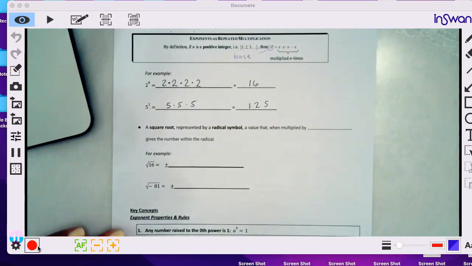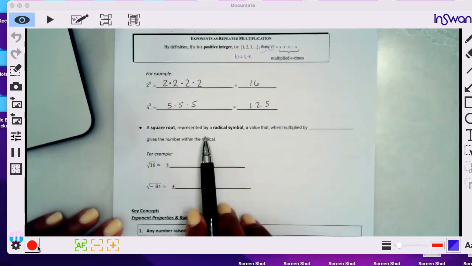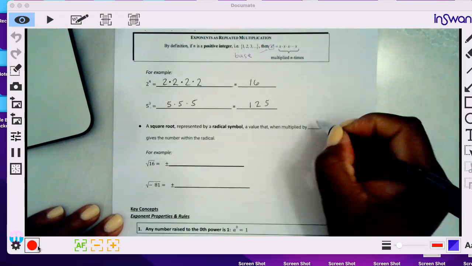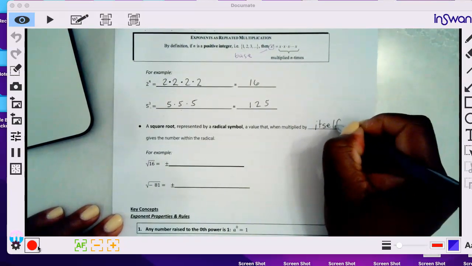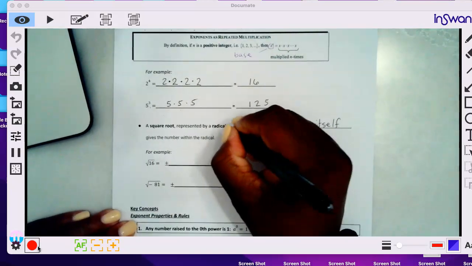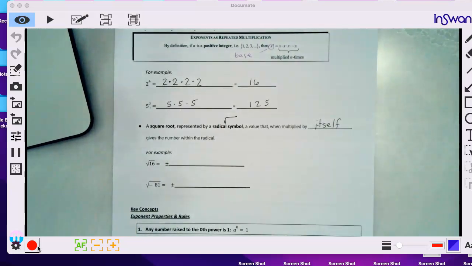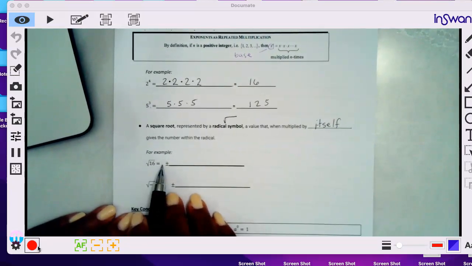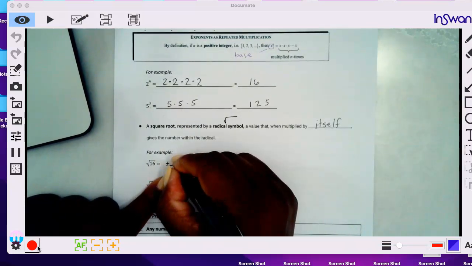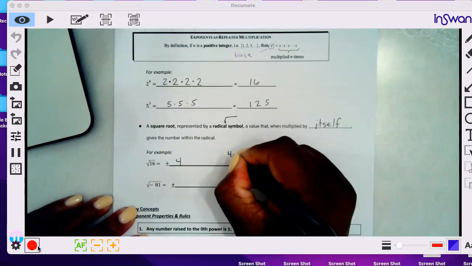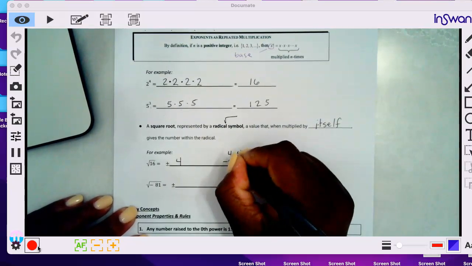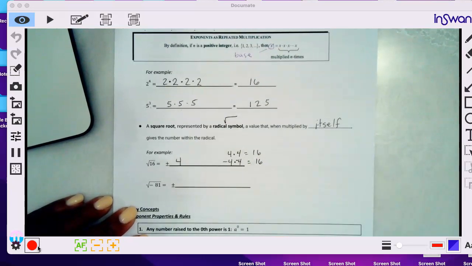We're going to move here to square root. A square root, represented by a radical symbol, is a value that when multiplied by itself gives the number within the radical. What is the radical? The radical symbol is the square root symbol. Okay? For example, the square root of 16 is plus or minus 4. It can be both positive or negative 4. How do we know that? If we multiply 4 times 4, we'll get 16. If we multiply negative 4 times negative 4, we will also get 16.